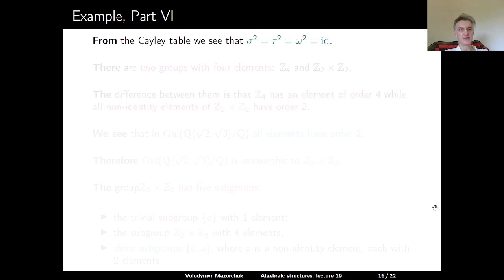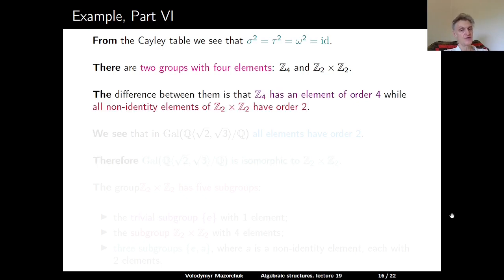And from the Cayley table, we in particular see that all elements in this group have order 2. The group itself has 4 elements, and there are 2 groups with 4 elements, Z4 and Z2 times Z2. The difference between these 2 groups is that Z4 has an element of order 4, while all non-identity elements in Z2 times Z2 have order 2. And in our case, we see that in our Galois group, all non-identity elements have order 2.